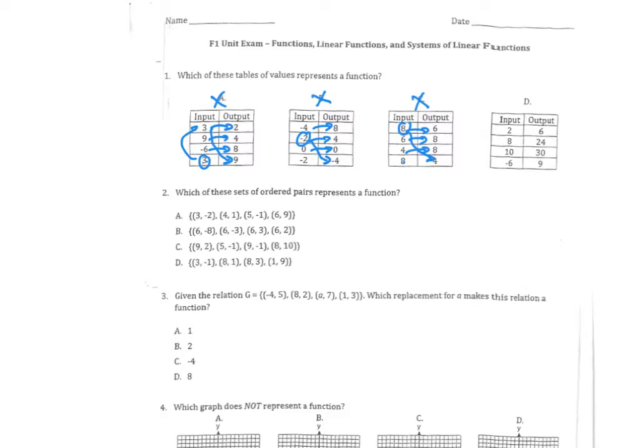So the only one we have left is D, because every input has exactly one output. So 2 has 6, and 2 has 24, and 8 has 24, 10 has 30, and -6 has its output, which is 9. So as we can see, we have exactly one output for each input. So D will be the correct answer.